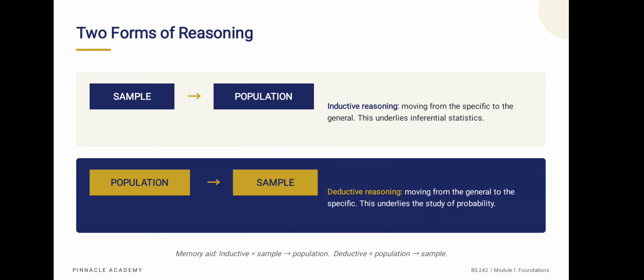So, closely tied to these two branches of statistics that we've looked at is a distinction in the way we reason. And this tends to confuse a lot of people in exams, so we're going to take it slowly.